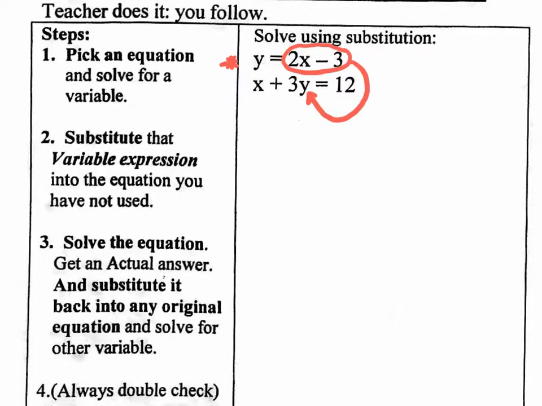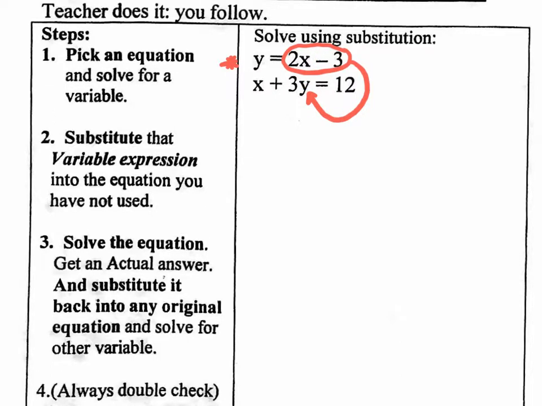If you're thinking, why am I plugging it in right here on the y instead of the x? Well, because it says y equals, doesn't it? Y equals this stuff. So here's y. So obviously I'm going to plug this stuff in right there.